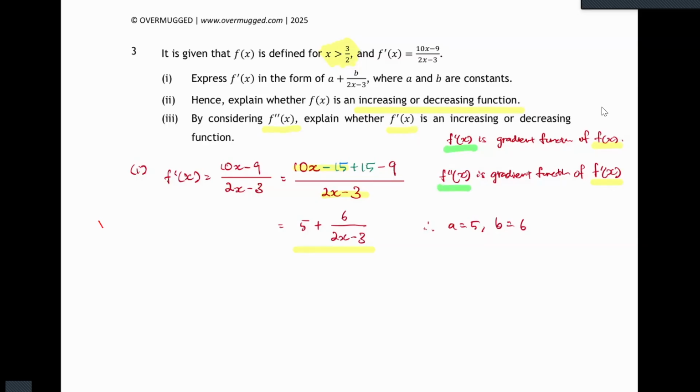1 minute, analyze your f prime x expression, determine whether fx is an increasing or decreasing function. Then we do the back part as well.